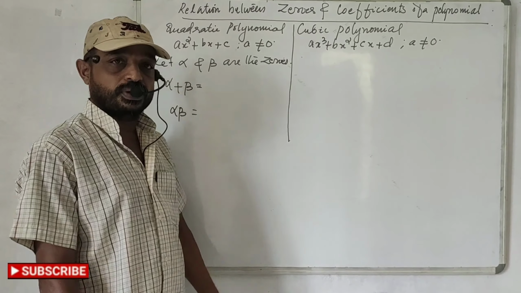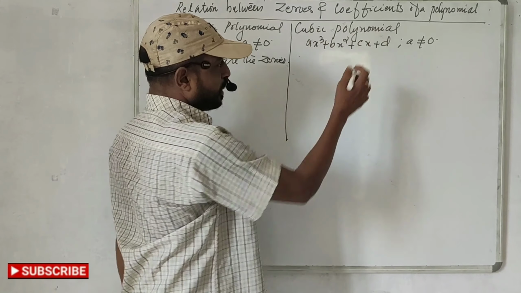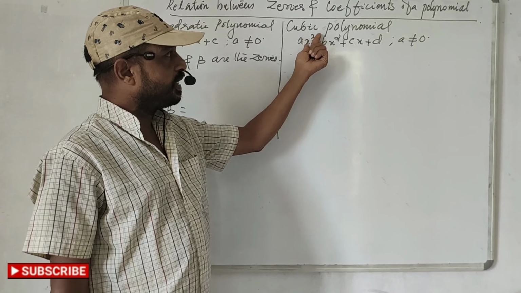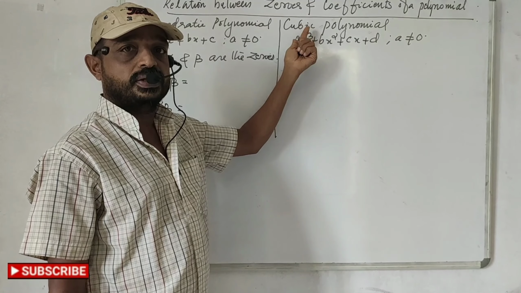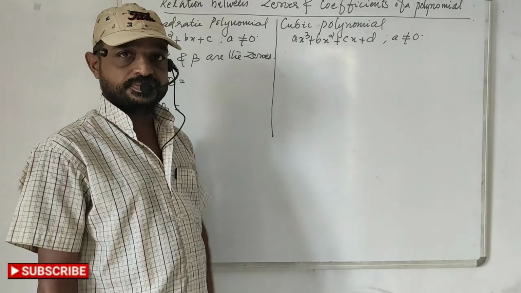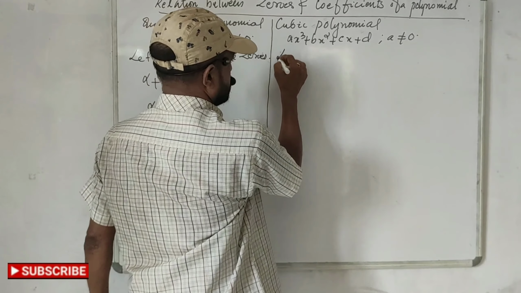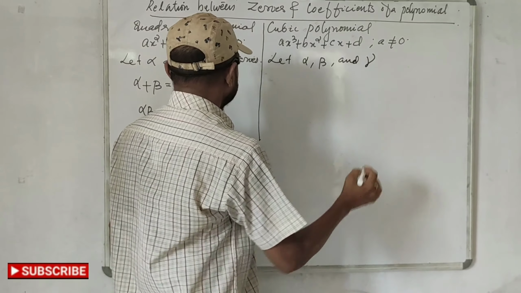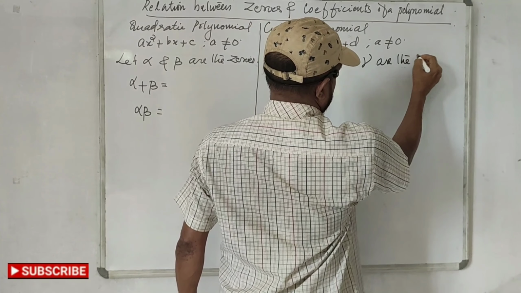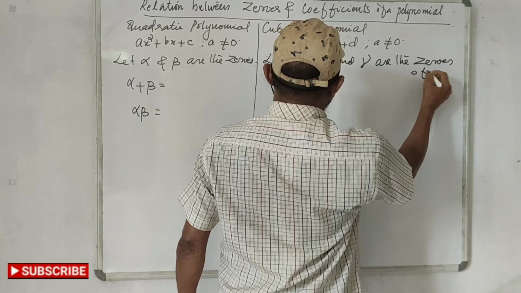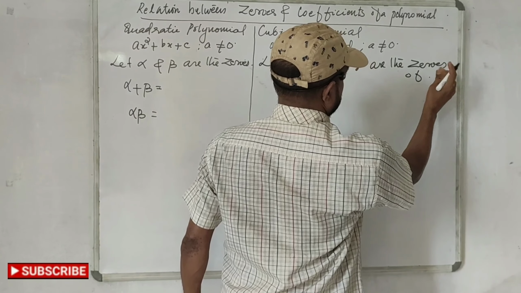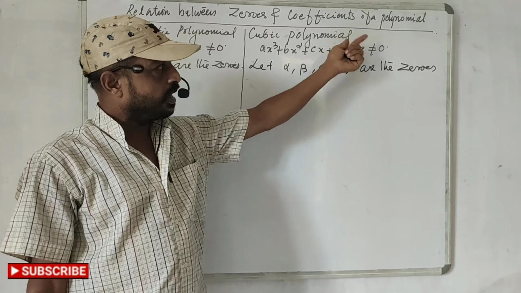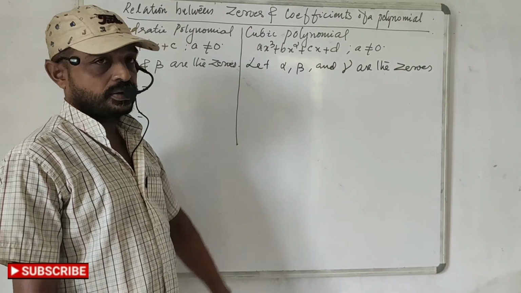Similarly, let us consider the cubic polynomial. A cubic polynomial will have how many zeros? Three zeros. A cubic polynomial means it is a third degree polynomial. A third degree polynomial will have three zeros. So let us assume that alpha, beta and gamma are the zeros of this third degree polynomial.